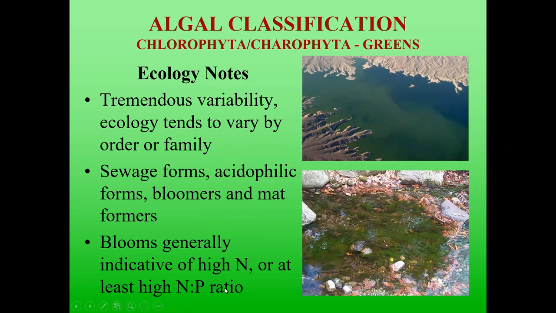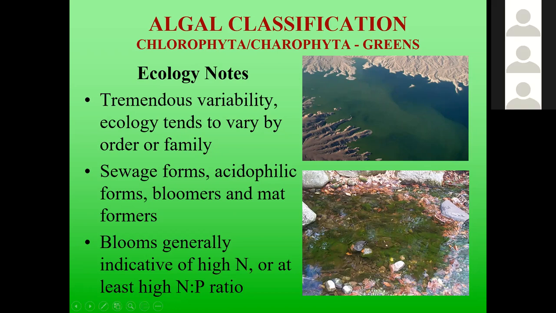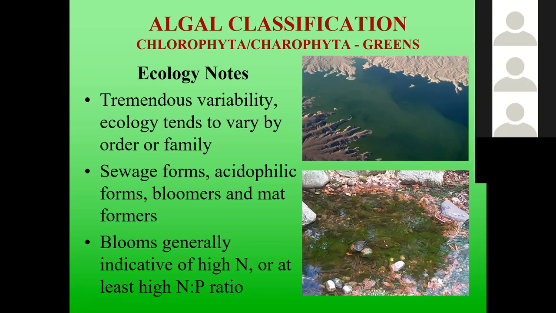When you have a low nitrogen to phosphorus ratio, like less than 10 to 1 by mass, you tend to favor the cyanobacteria, since many of them can fix their own nitrogen out of gaseous, dissolved nitrogen in the water. Other algae can't do that. But these green algal assemblages usually indicate high nitrogen.